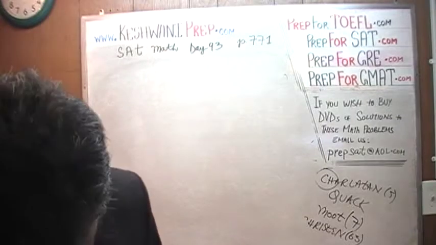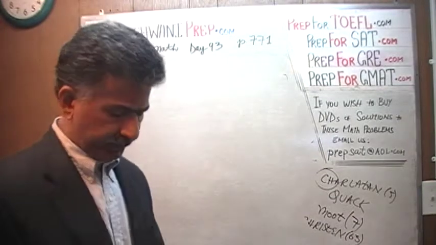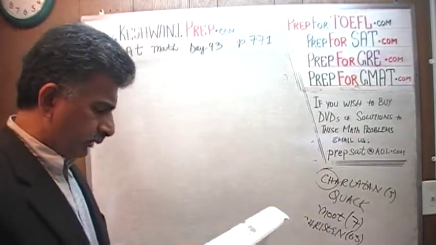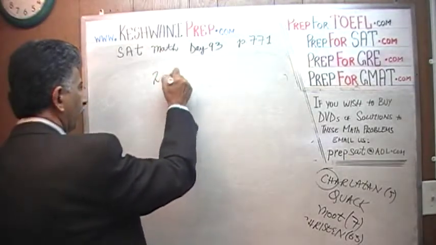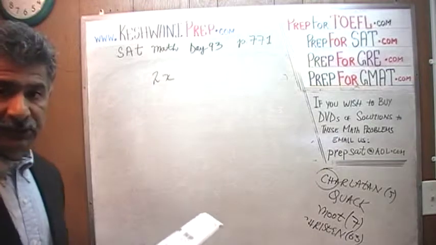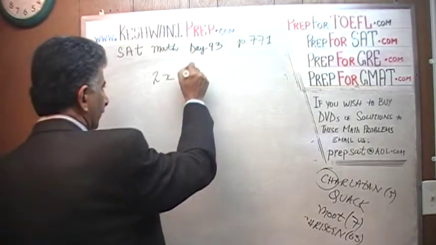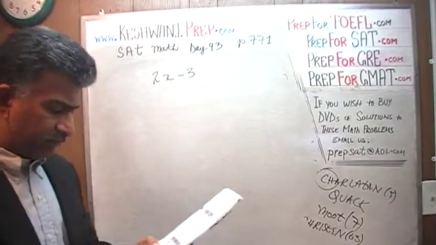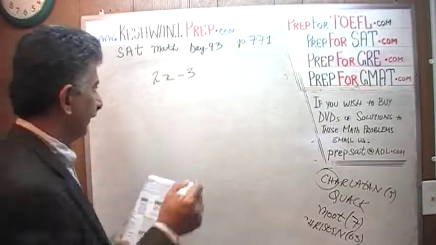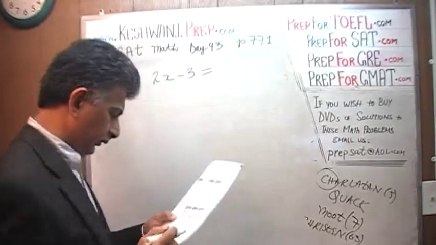Let's do number 10. It says, when twice a number, let's call it x, is decreased by 3, so we have to subtract 3 from it. When twice a number is decreased by 3, the result is, that's the equal sign, 253.